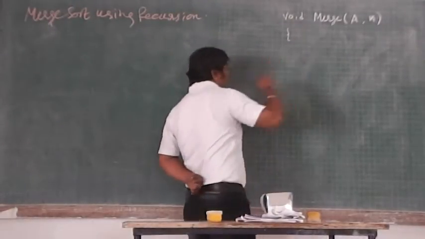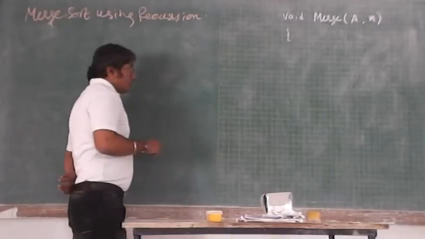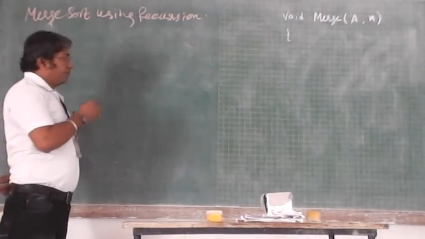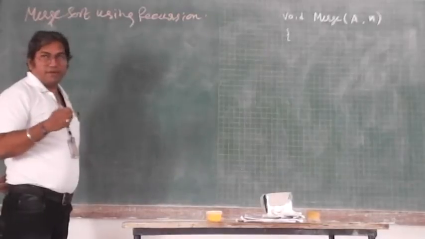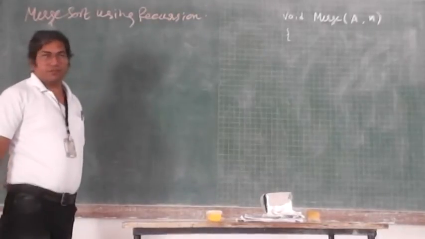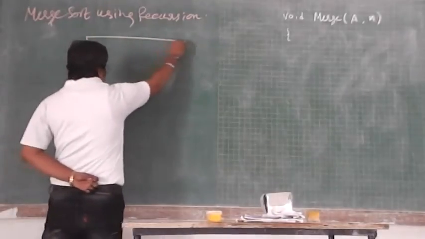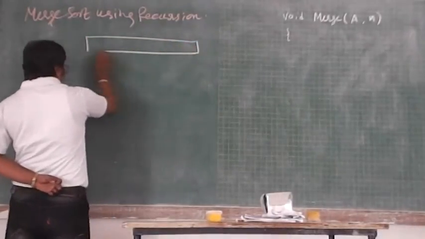What we will do, we will first merge. Once again I can go to the diagram. First of all I will go through the diagram and then we will come to the merge algorithm. Okay? Suppose I have been given 8 elements.